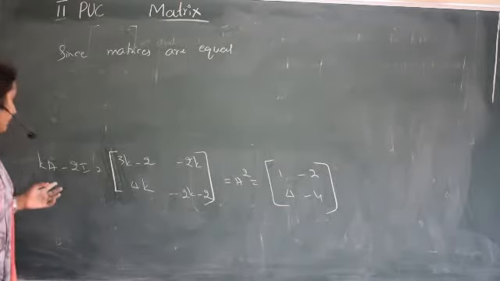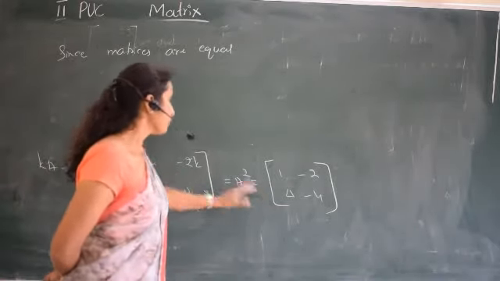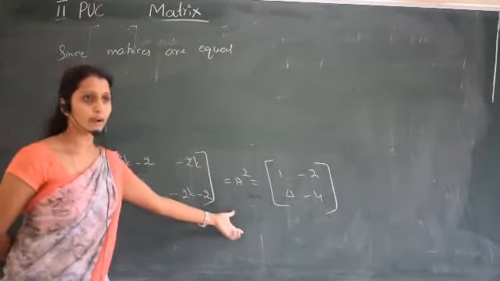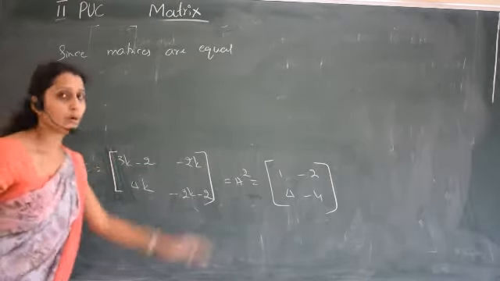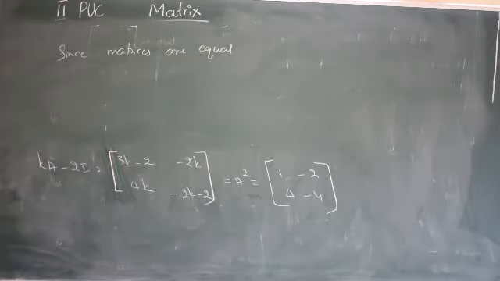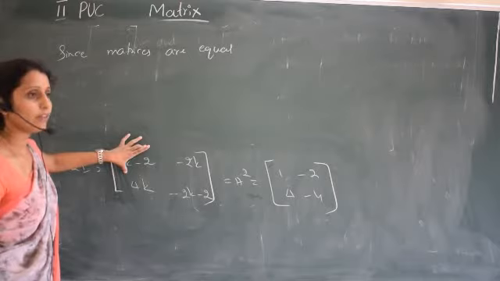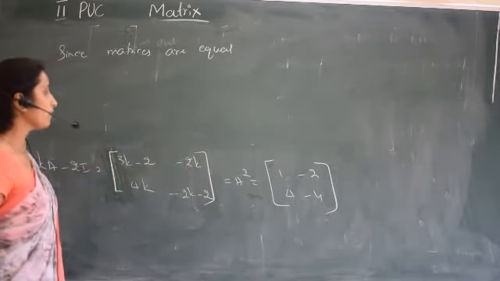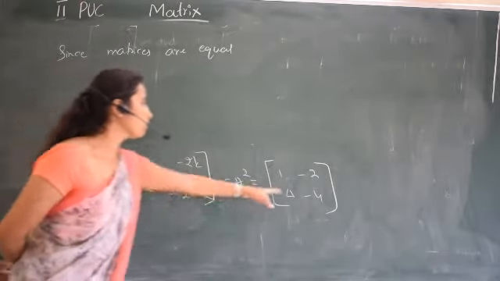Hello students, we have calculated A square and kA minus 2I also, and it is given that kA minus 2I is equal to A square. Therefore the two matrices are of the same order, 2 by 2, so the two matrices are equal. When they are equal, their corresponding elements are equal. A11 is equal to A11 of the two matrices. We want the value of k, so I can equate only one entry, I'll take 4k.